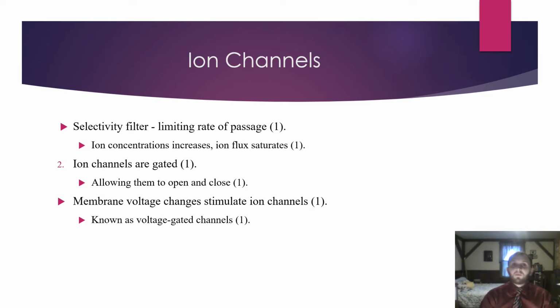And while this is happening, as the ion concentration increases, as more ions pass inside the cell, the flux of ions through a channel increases. So the more ions passing through, the greater the flux. But eventually that levels off. It saturates at a maximum rate. Once it reaches a certain maximum level of ions, it will eventually just stop. There's a certain limiting point here.